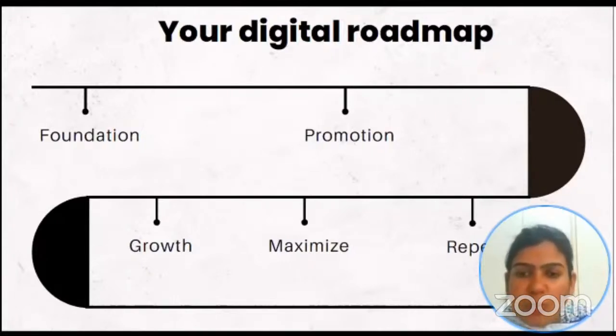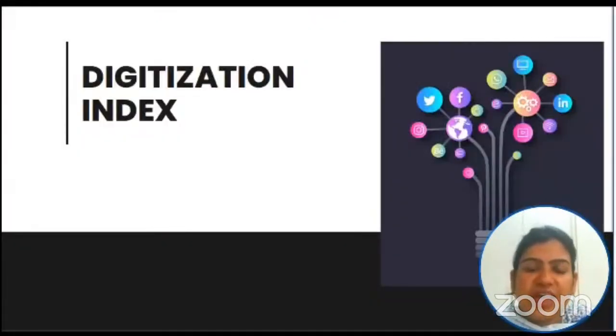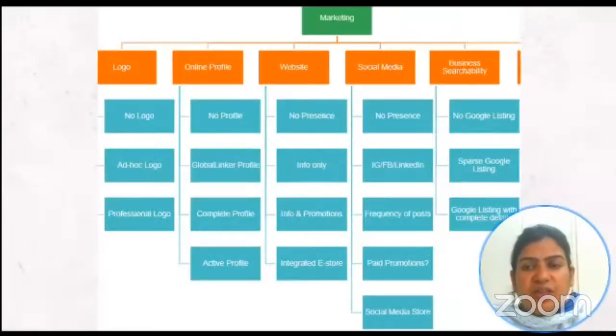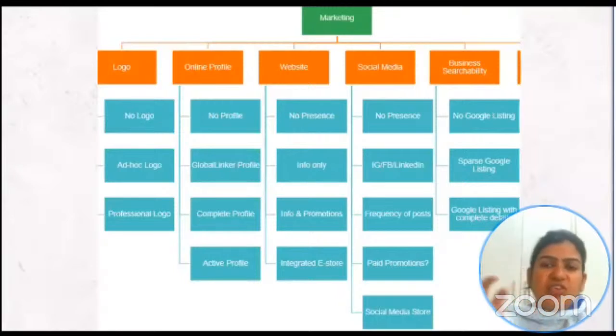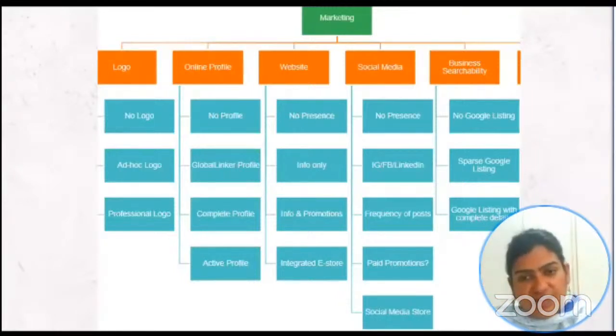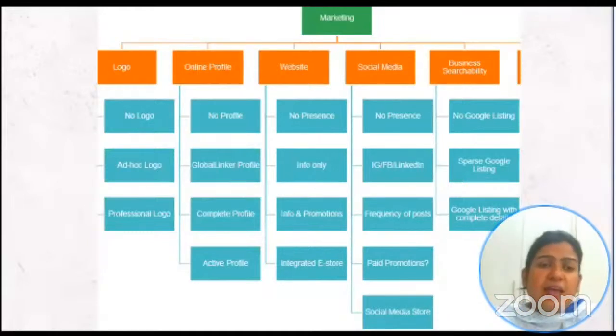Okay, so now moving quickly forward, let's go to a digitization index, which I've tried to factor out the various stages at which you as a business owner can possibly be in. Be it any kind of function, whether it's marketing, sales, logistics, each of it has its own area of digitization. So let's say in marketing, you don't have a logo. Then you will progress to creating maybe a temporary ad hoc logo. And then you realize that, okay, this is not good enough. Let me have a professional logo. So I'm just trying to tell you how you need to keep moving your stage, move the goalpost, because the digital journey is endless. It's very vast. It can be intimidating.